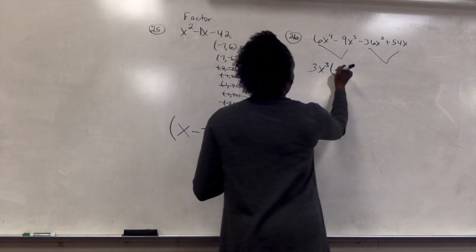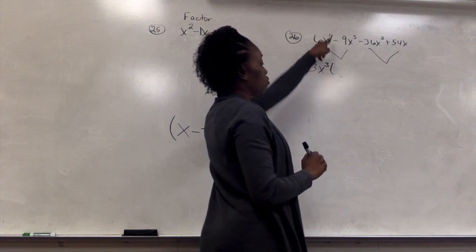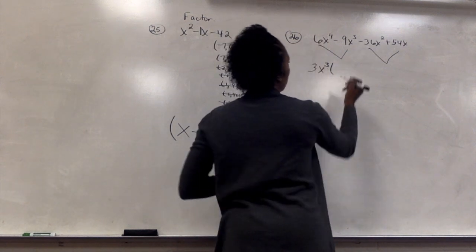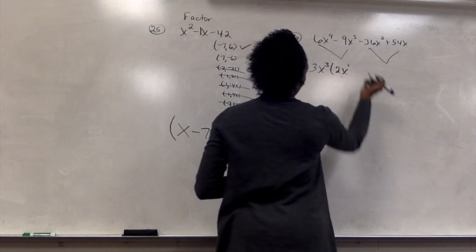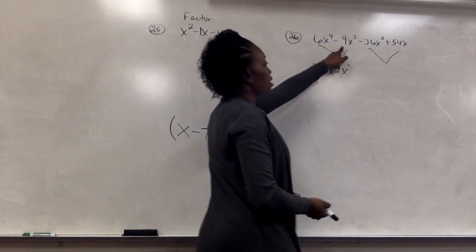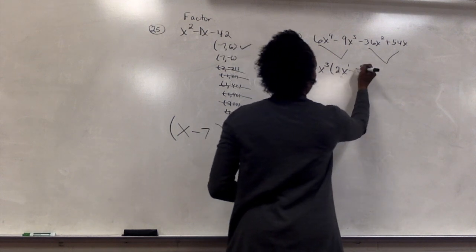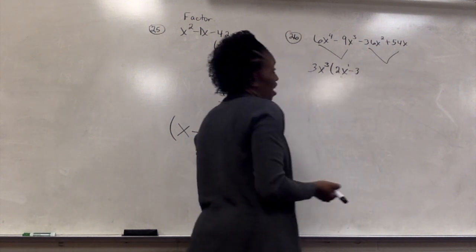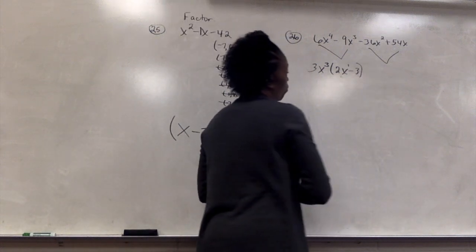In my parentheses, I'm going to put what's left over. So I'm going to divide with my numbers and subtract with my exponents. So 6 divided by 3 gives me 2, and x is to the 1st power. Same thing for my second term. There's my minus sign. 3 will go into 9 3 times, and the x to the 3rd cancels out. So I have factored my first term.